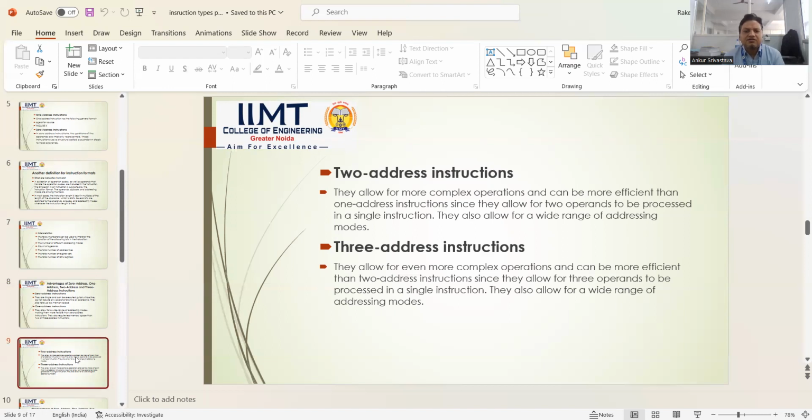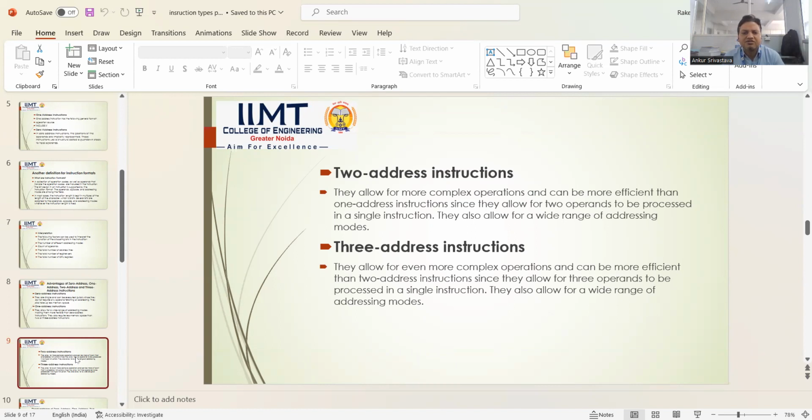In the 2 address, they allow for more complex operations and can be more efficient than 1 address instructions, since they allow for 2 operands to be processed in a single instruction. They also allow for a wide range of addressing modes. Now, if we are comparing 2 address with 1 address, we can see that they allow for more complex operations and can be more efficient than 1 address.